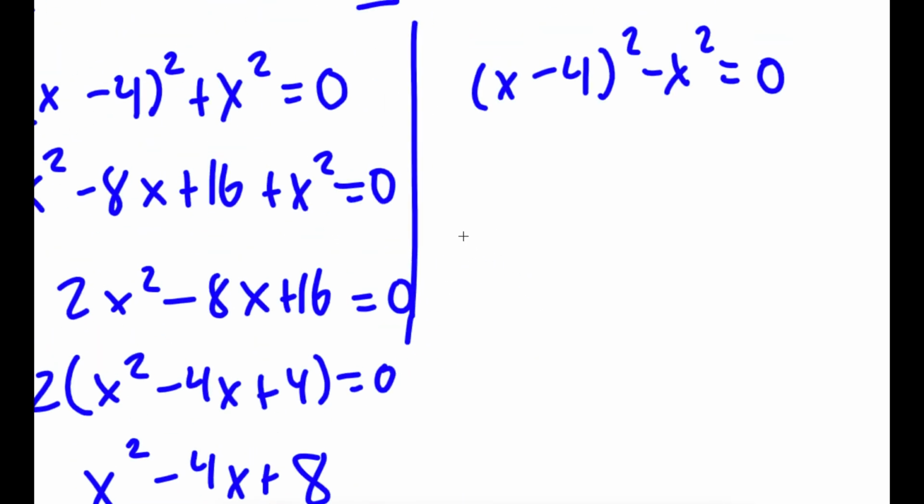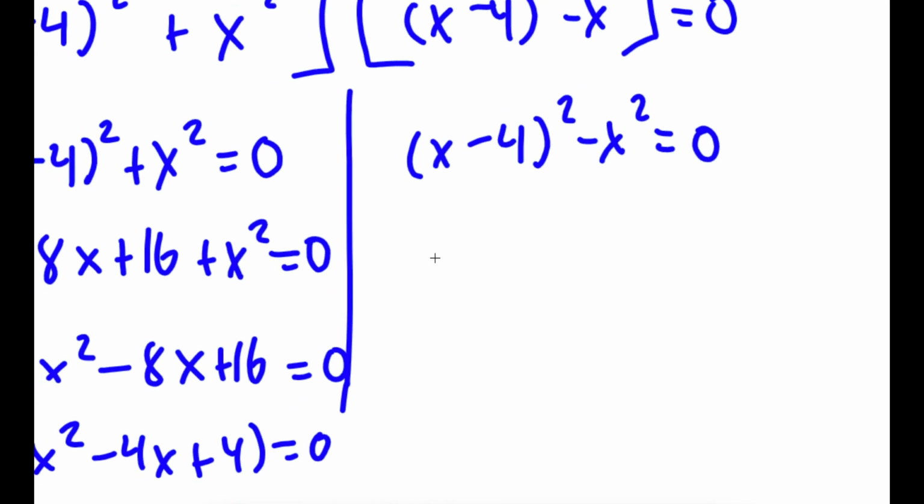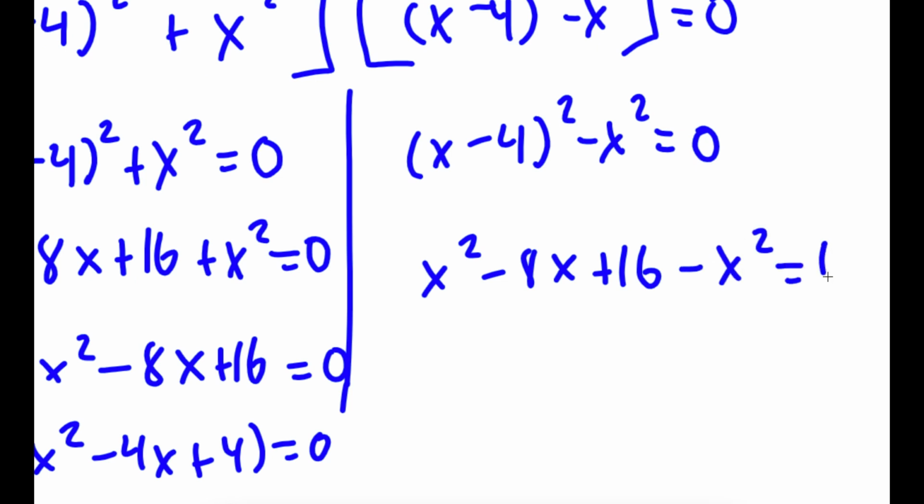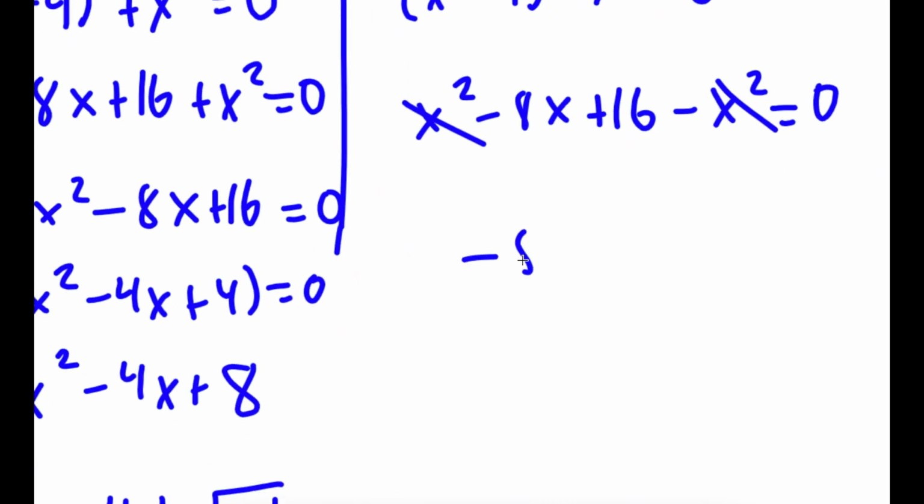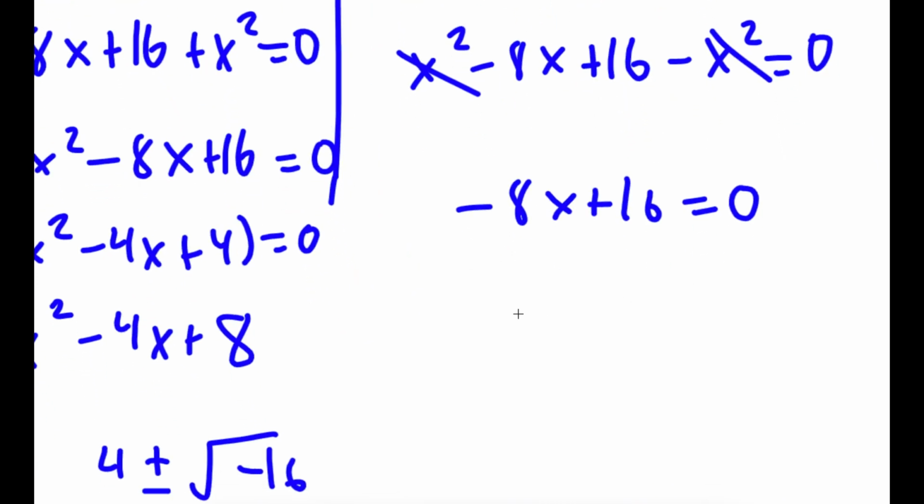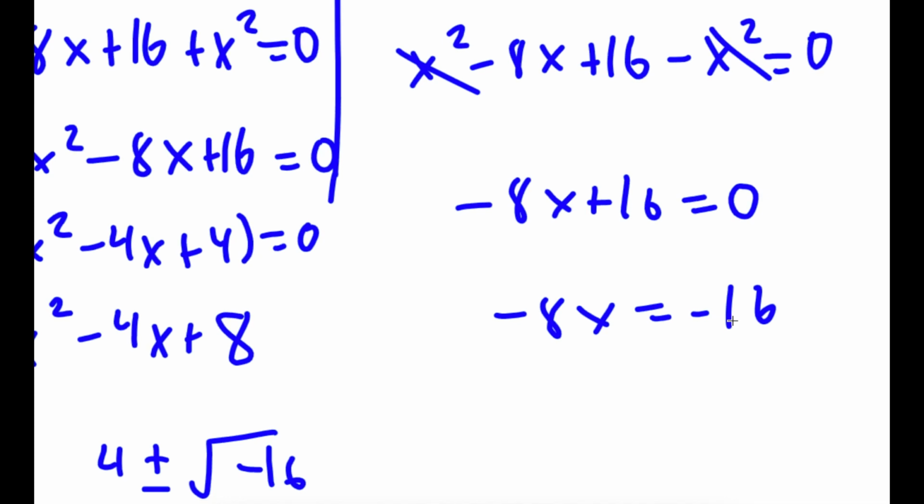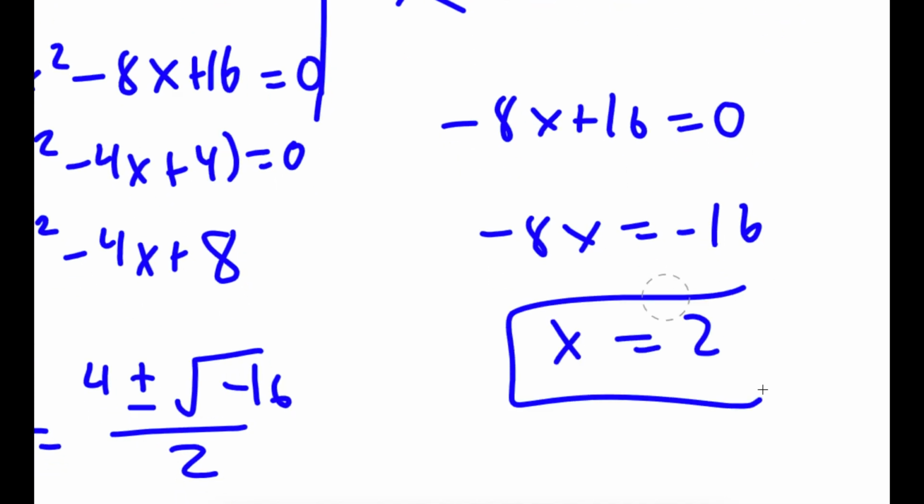So these are two solutions. And now for this, I have x^2 minus 8x plus 16 minus x^2 is equal to 0. So then these two cancel out, so now I have negative 8x plus 16 is equal to 0, meaning negative 8x is equal to negative 16, and x is equal to 2.